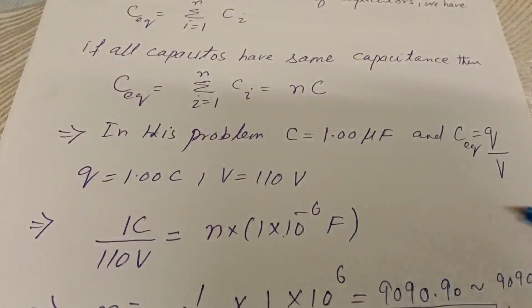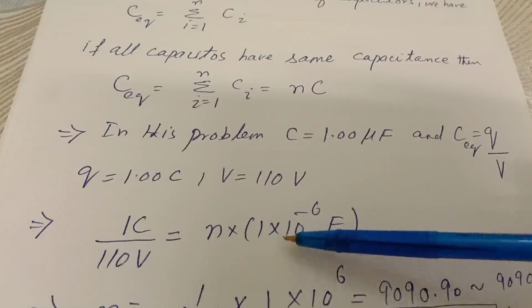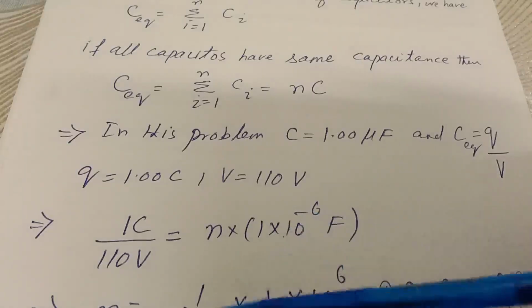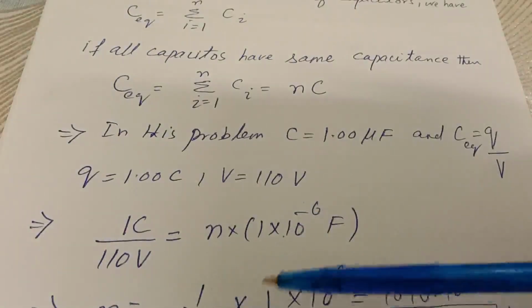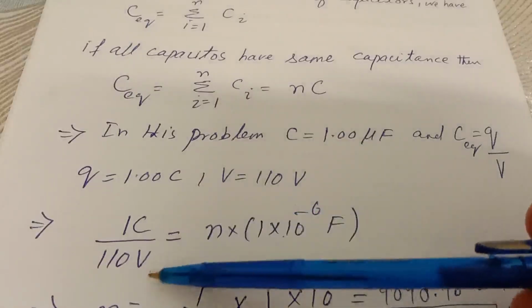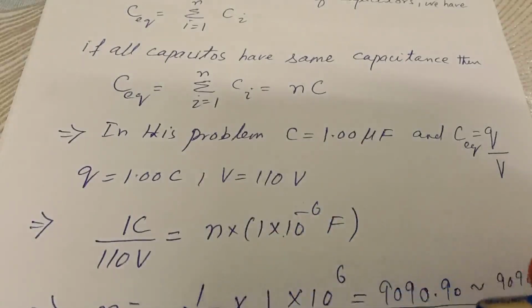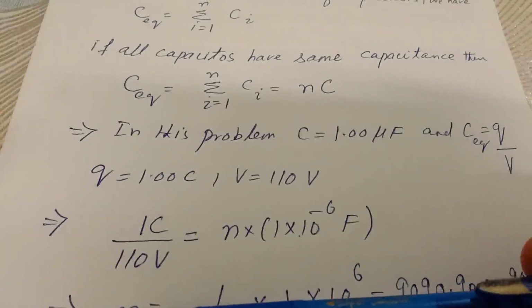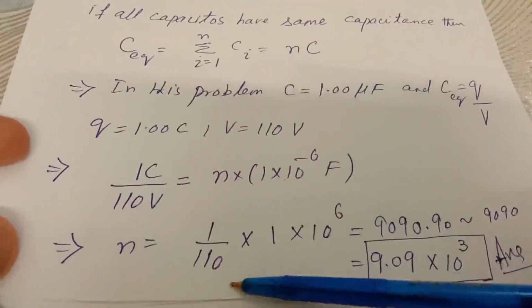In order to find N, we make N the subject of the formula. Shift this 1 into 10 to the power minus 6 here. When we shift it, minus 6 will become plus 6, so it will become 1 over 110 into 1 into 10 to the power 6. Coulomb over volt is also farad, so farad is cancelled with farad, and we get a unitless number, which is the number of capacitors. N is equal to 1 into 10 to the power 6 divided by 110.